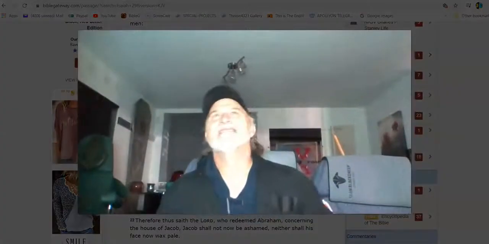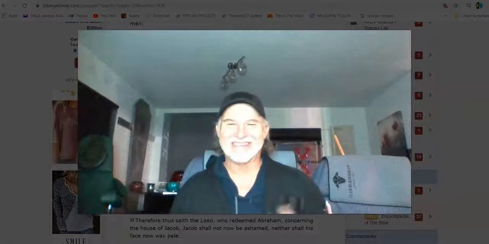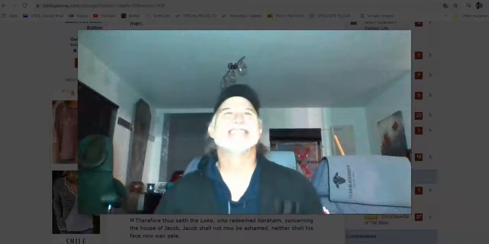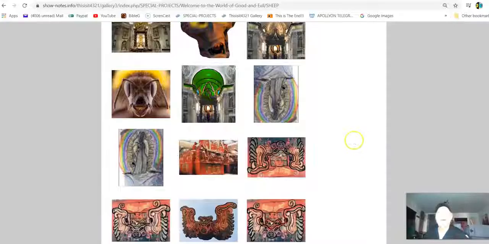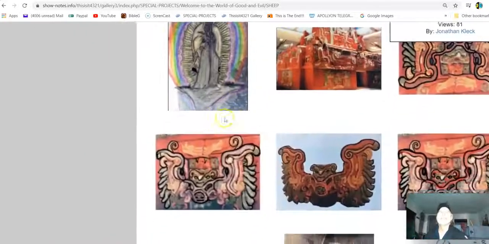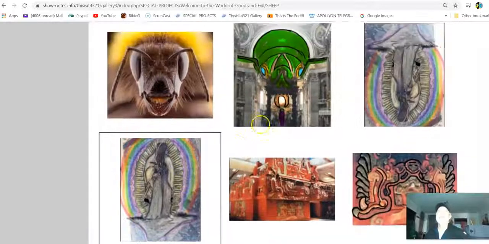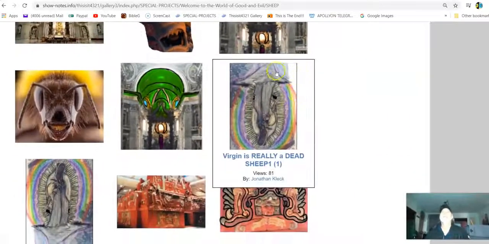So whenever you turn things upside down, like the altar of the sheep or the virgin, you turn the virgin upside down, it's a dead sheep. So there you go. You take the image of the virgin right here. All I have to do is turn it upside down, and the virgin becomes a dead sheep. See, there's the dead sheep right there.